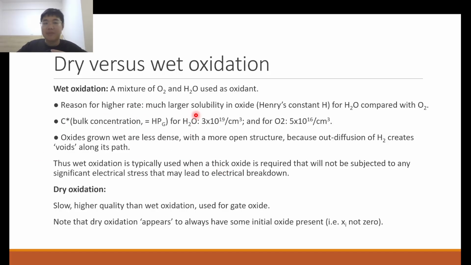However, as mentioned previously, the oxides grown in wet oxidation are less dense, because there is a certain out-diffusion of hydrogen gas that occurs. Therefore, wet oxidation is typically used when a thick oxide is required that will not be subject to any significant electrical stress that can lead to dielectric breakdown of the material. As for dry oxidation, in converse, it is slower, however it is of higher quality and therefore can be used as the gate oxide, where it is often subject to high electrical stress and there is a stringent requirement for its electrical performance.